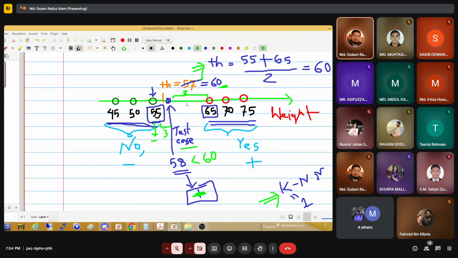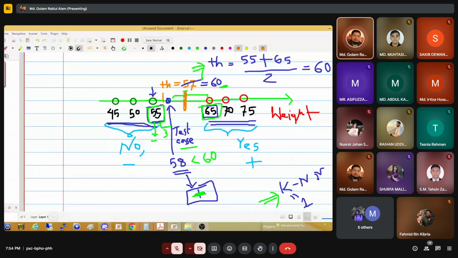Then what does it mean? Actually, we can say that if we consider these 2 data points, this one and that one, we have to place the threshold at the middle point. So that means here. So this one will be our better threshold.